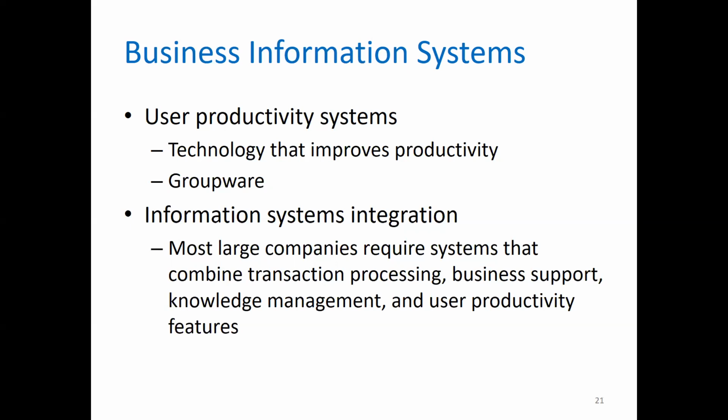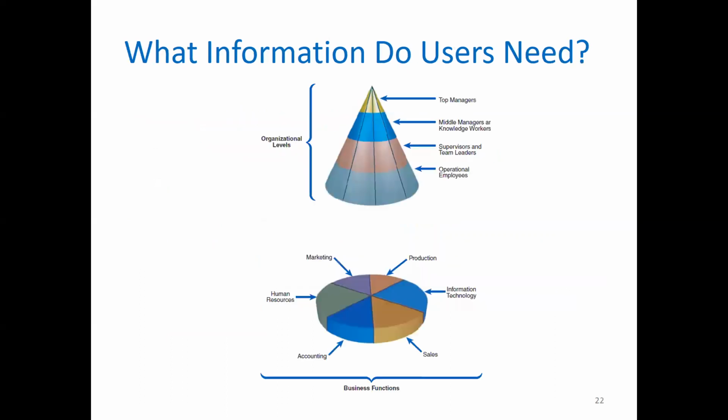Information systems integration. Most large companies require systems that combine transaction processing, business support, knowledge management, and user productivity features. So when we look at information systems integration, what it does is all the singular departments in an organization are integrated or joined together and decisions are made as a whole. A very good example of it would be an ERP system.